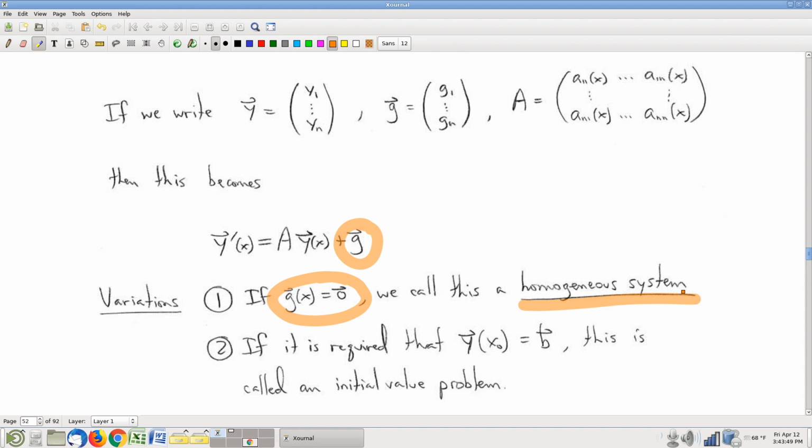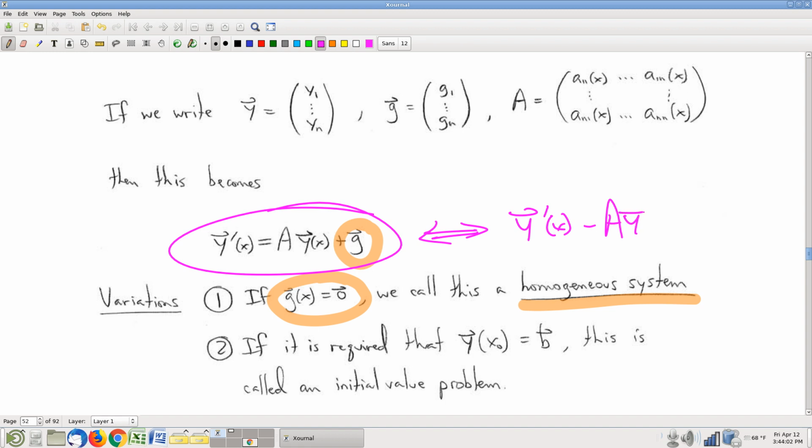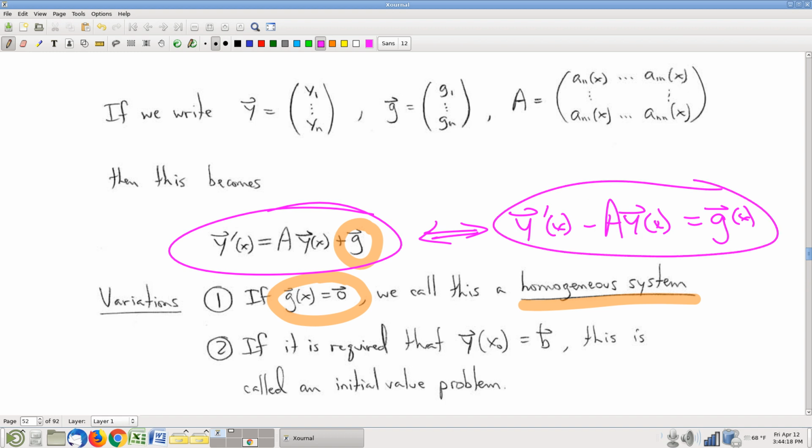So, okay, sure. Let me just observe, though, that I can take this equation and move one term over to the other side, and I get y prime minus Ay equals G. Right, so writing it in this way over here, it is the right-hand side. So there is a pretty reasonable analogy there.